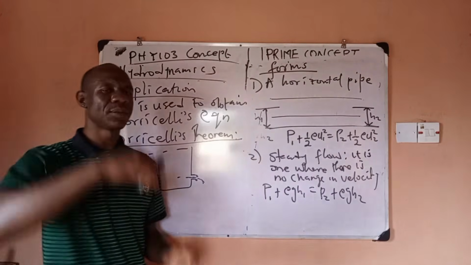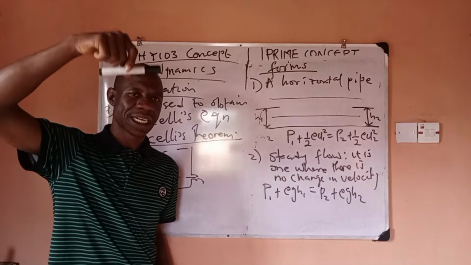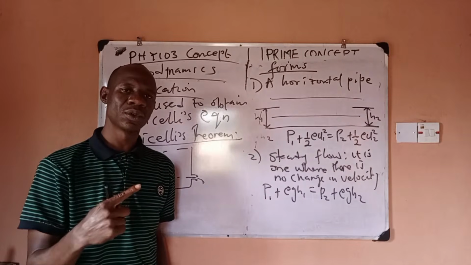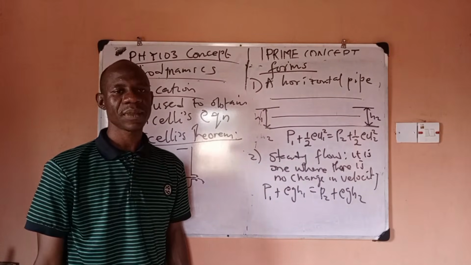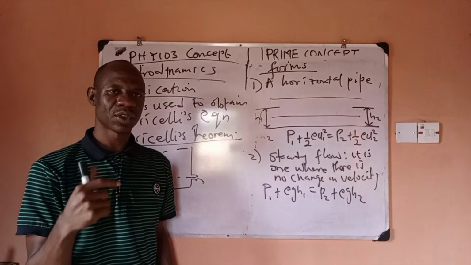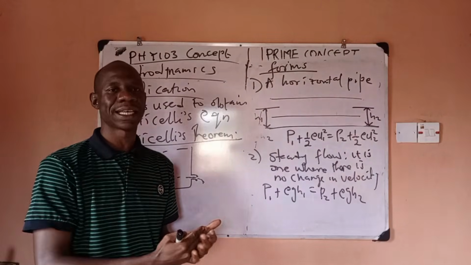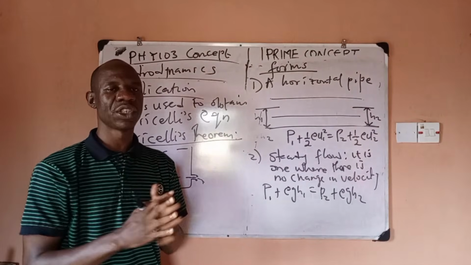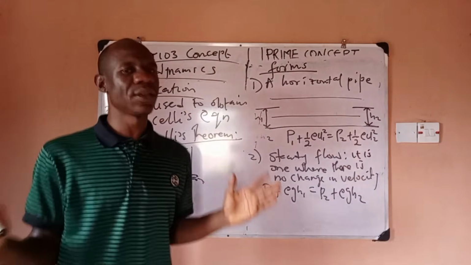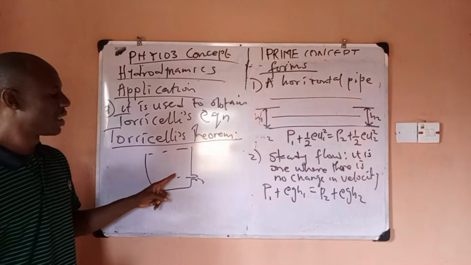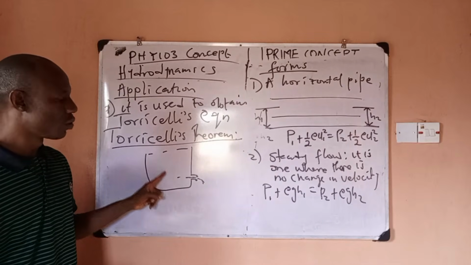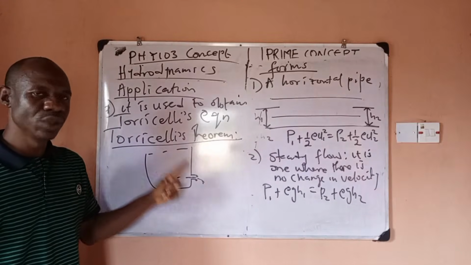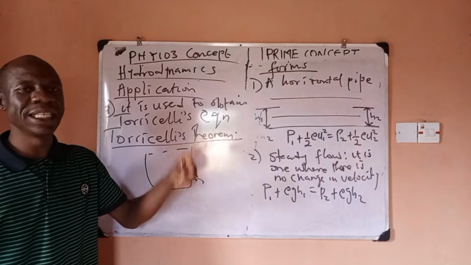Now, when an object is falling freely under gravity, you know that the velocity of that object is V equals square root of 2gh. How do we know? Kinetic energy equals potential energy. You now get V equals square root of 2gh. So what Torricelli is telling us is that the velocity with which fluids would flow through a narrow opening is the same velocity with which a body will fall freely under gravity.